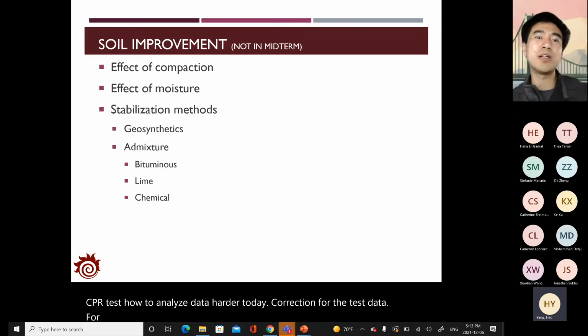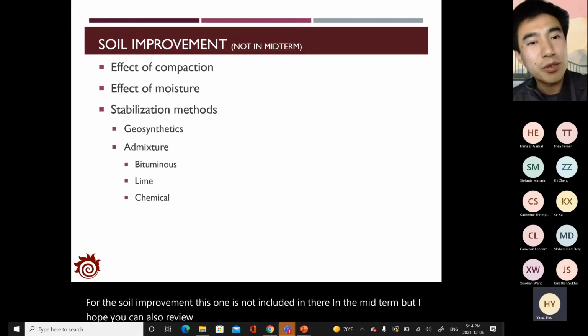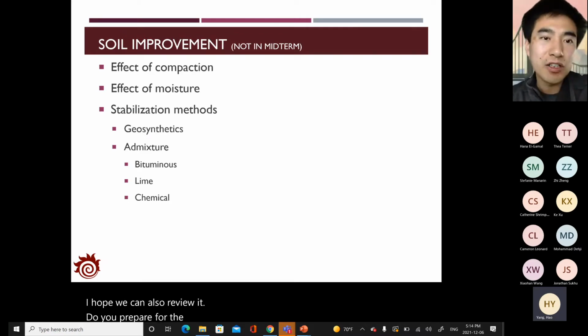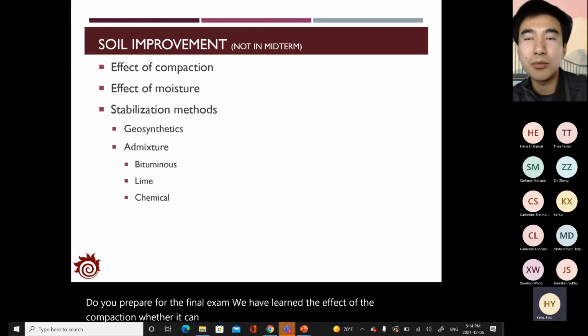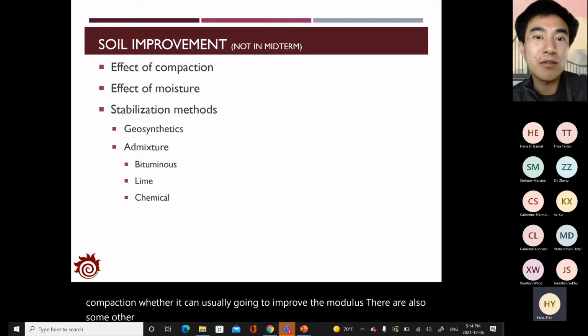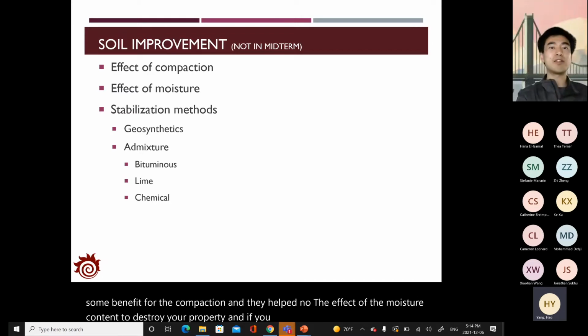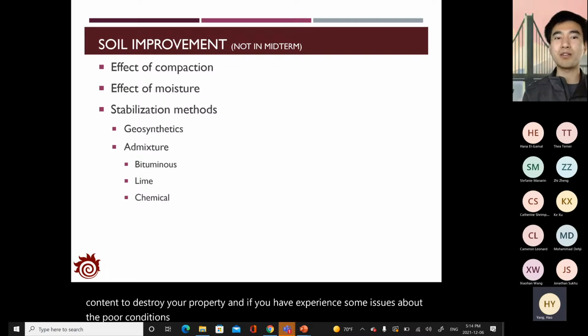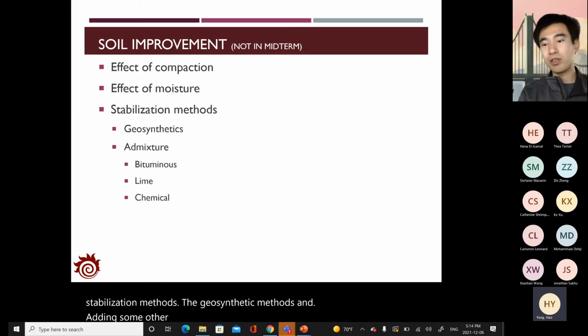For the soil improvement, this one is not included in the midterm, but I hope you can also review it when you prepare for the final exam. We have learned the effect of the compaction, whether it can usually improve the resilient modulus. There are also some other benefits for the compaction, and they have to know the effect of the moisture contents to the soil property. And if you experience some issues about the poor conditions of the soil, you need to think about some stabilization methods, including the geosynthetic methods, and adding some other mixtures to improve the property of the soil.